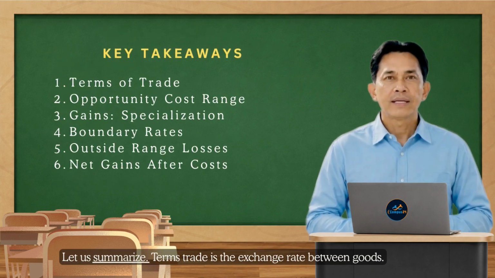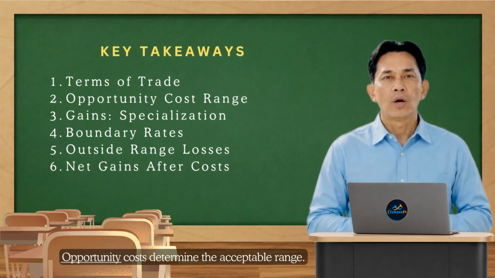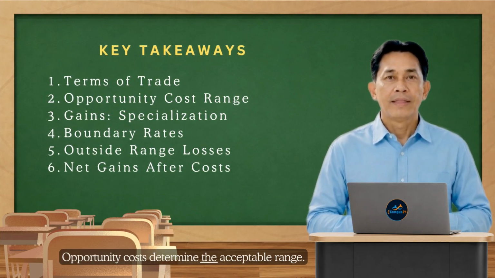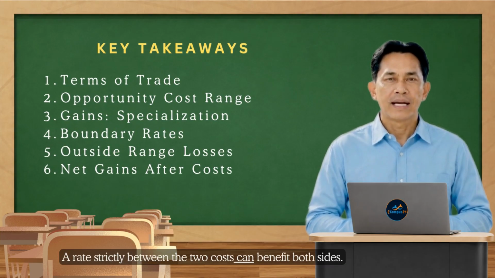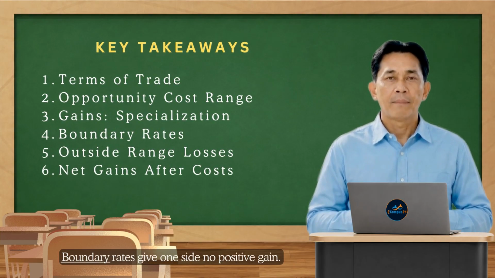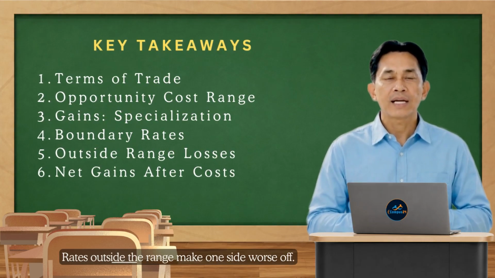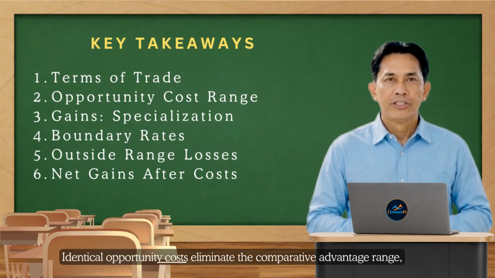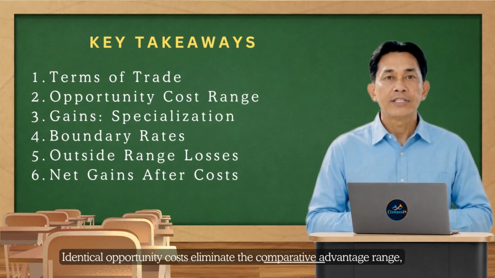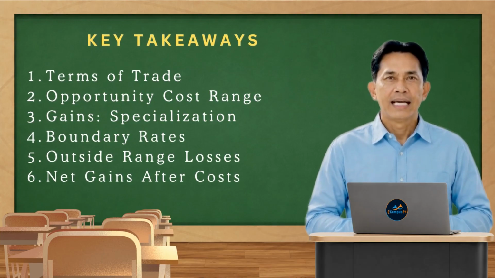Let us summarize. Terms of trade is the exchange rate between goods. Opportunity costs determine the acceptable range. A rate strictly between the two costs can benefit both sides. Boundary rates give one side no positive gain. Rates outside the range make one side worse off. Identical opportunity costs eliminate the comparative advantage range, and trade costs can reduce net gains.